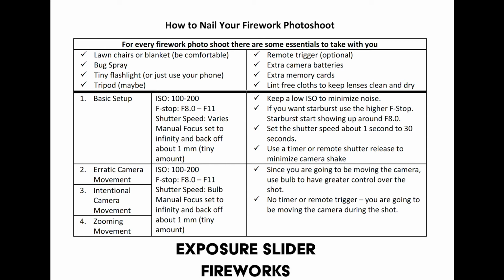Basic setup: so 1, 2, 3, 4, those correlate to my videos. The first one I call basic because you're on a tripod. Set your ISO to 100 or 200, f-stop f8 to f11, and your shutter speed anywhere between 1 and 30 seconds, and even longer if you want to really take some wide angle shots of the whole area. Erratic camera movement, intentional camera movement, and zooming movement all have the exact same settings. The difference between number 1 and 2, 3, and 4 is you're going to be on bulb for 2, 3, and 4. Bulb, if you're not familiar with that, is you hold the shutter button and it stays open until you let go of it.